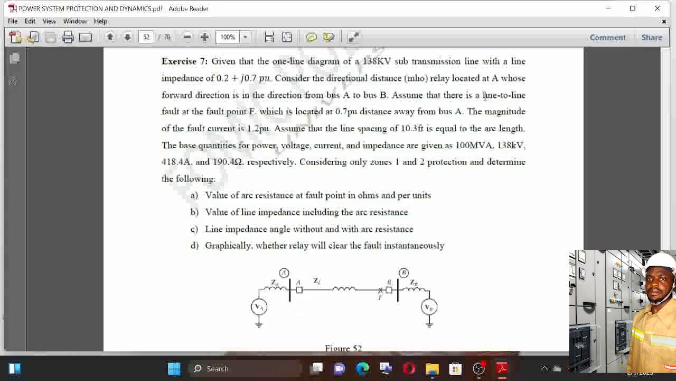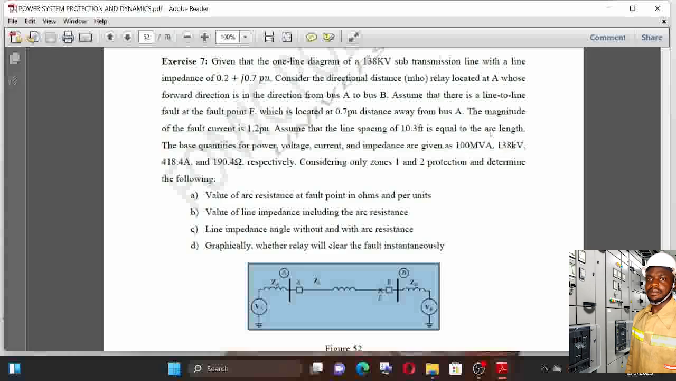Assume that there is a line-to-line fault at the point F, which is located at 0.7 per unit distance away from bus A. The magnitude of the fault current is 1.2 per unit. Assume that the line spacing of 10.3 feet is equal to the arc length.